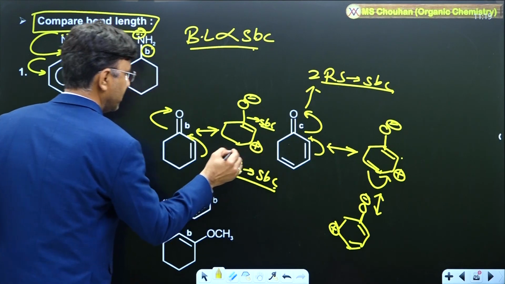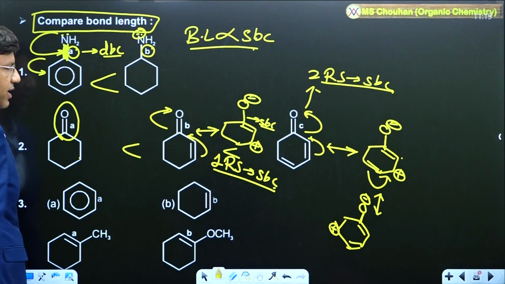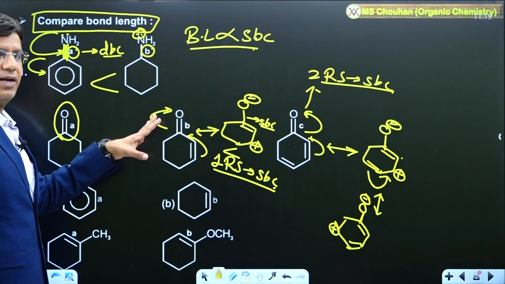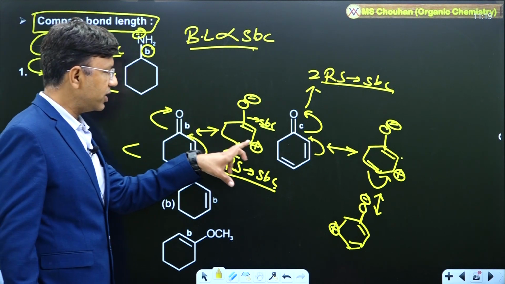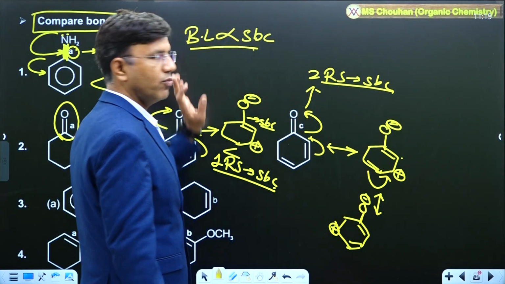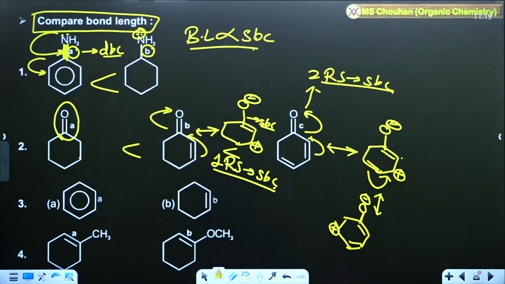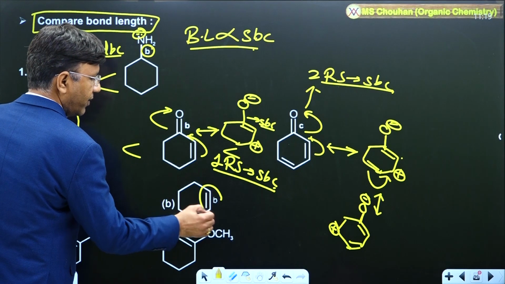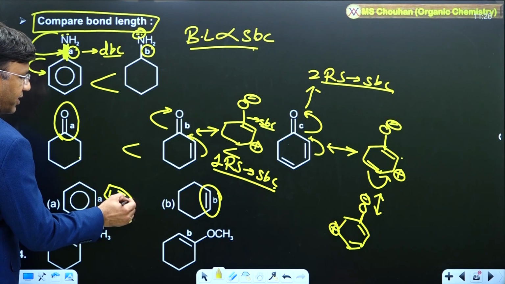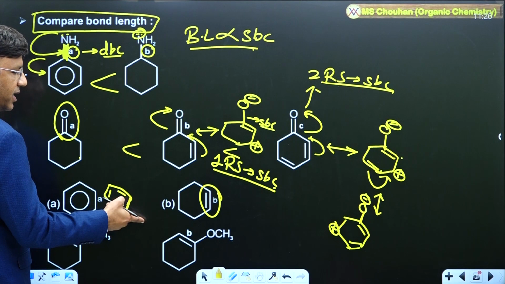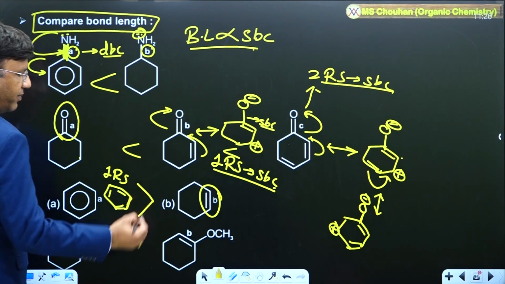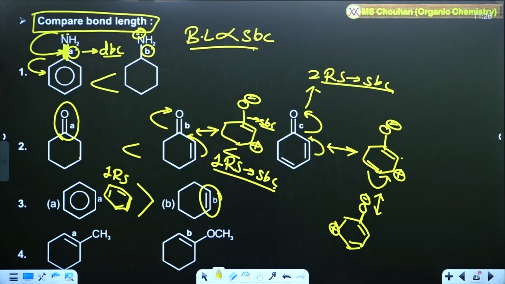This means bond length of C is greater than B is greater than A. Got it? You simply have to check single bond, double bond character. So only one RS has single bond character here. In this case, one and two RS have single bond character. More single bond character, more bond length. Now in the third example, this is a pure double bond, meaning it is not delocalized. While in benzene, there will be single bond character. One RS has single bond character and one RS has double bond character. This means A is greater than B because of more single bond character.